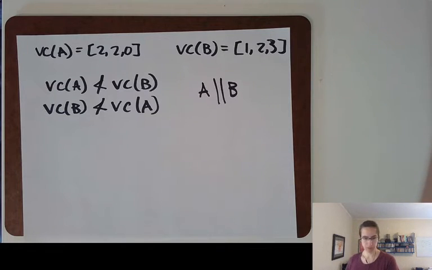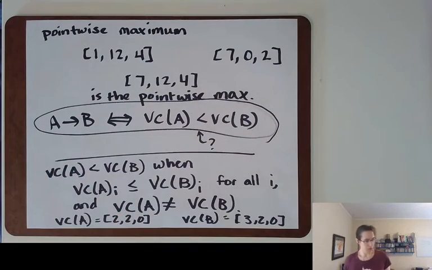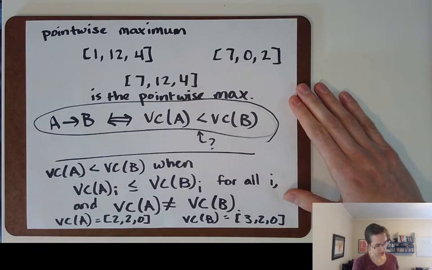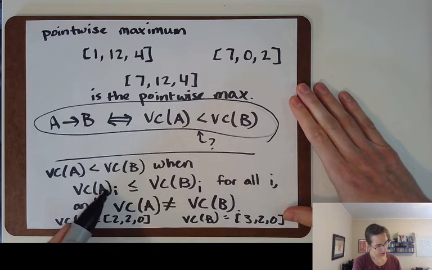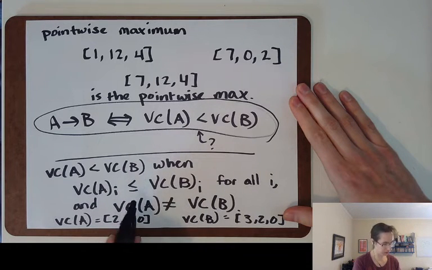So there was a question about the definition here. We say that the vector clock of A is less than the vector clock of B if for every index, the number at that index of A is less than or equal to the other one. So notice that this is a less than or equal to comparator here, not strictly less than.